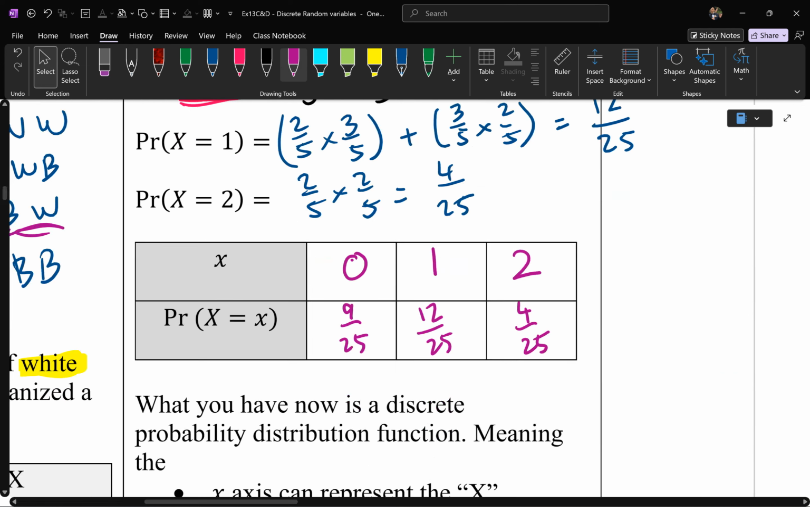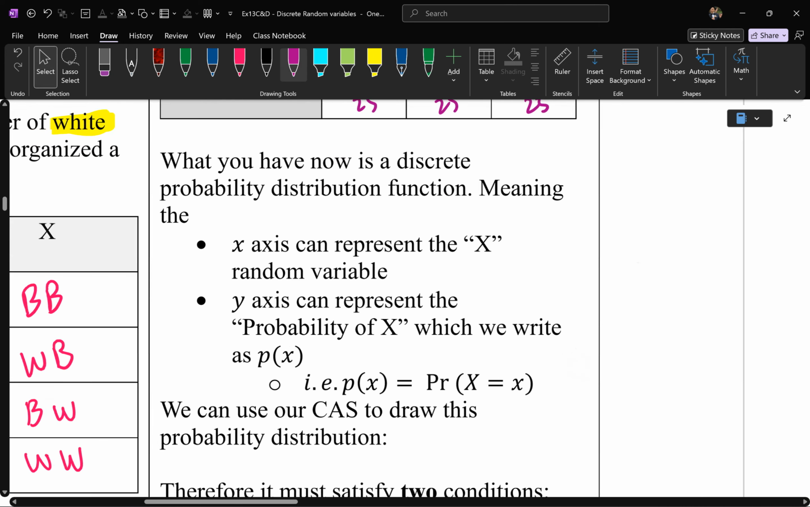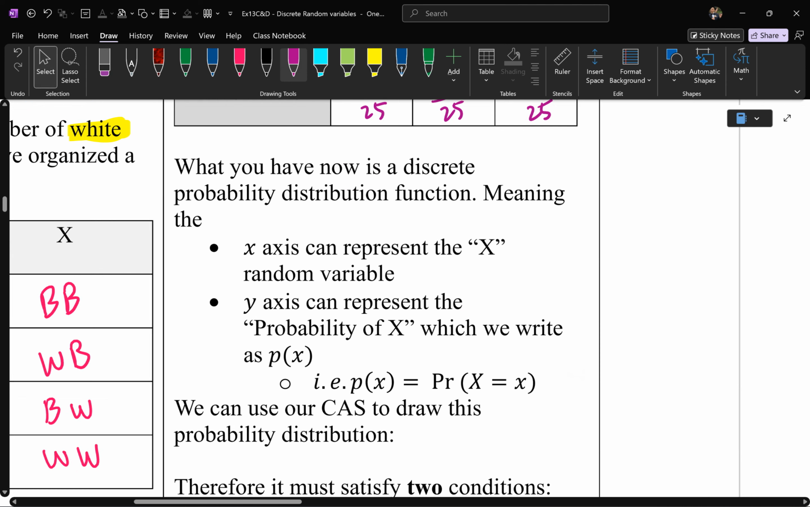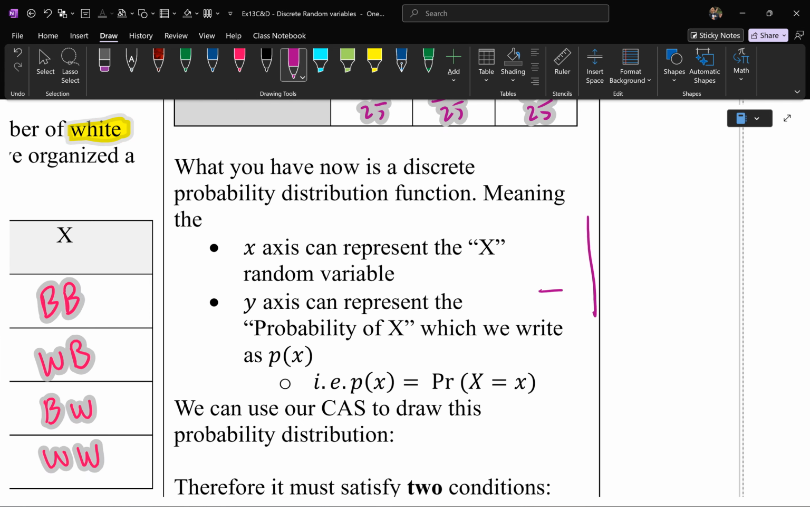All right, team. So let's go. What you now have is a discrete probability distribution function, meaning the x-axis represents the random variable x, and the y-axis now represents the chances of getting it. Okay, you can actually now plot that and you get a distribution.